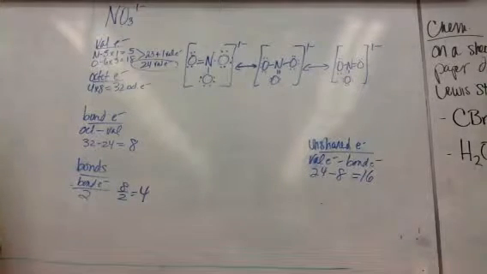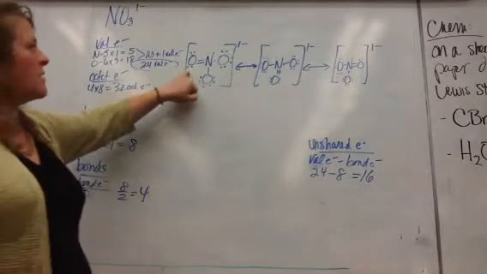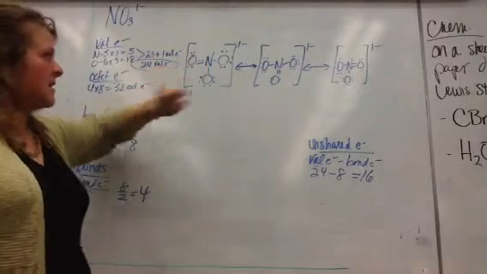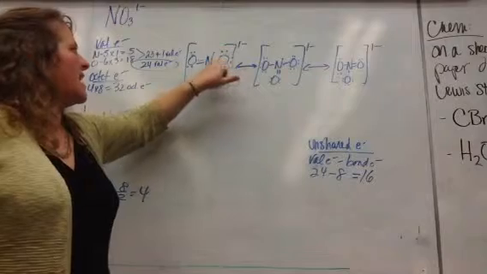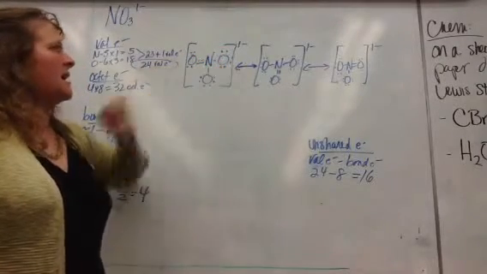things we want to check whenever we're done drawing one of these. Is every atom satisfied as far as octet is concerned? This one's got 2, 4, 6, 8. This one has 2, 4, 6, 8, 2, 4, 6, 8, 2, 4, 6, 8.